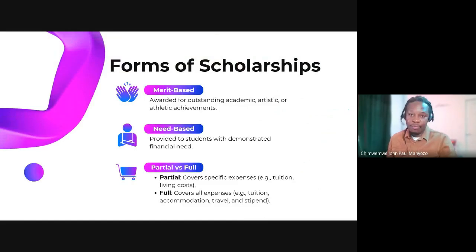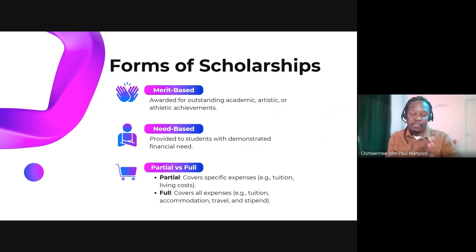There are different forms of scholarships, and the three are the ones that I've just mentioned that you should take notice of. The first one is a merit based scholarship. With merit based scholarships, they are often awarded for outstanding academic, artistic, or athletic achievement. So, in short, when you're looking at merit based, the key thing here is achievement.